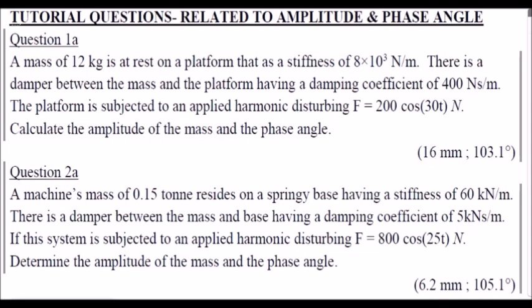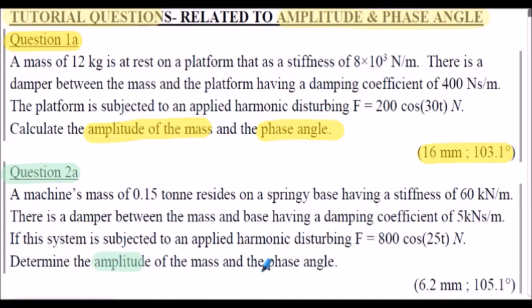So here are some tutorial questions related to calculating the amplitude and phase angle. It's question 1A. I'll let you read the question carefully, very similar to example 1A in its format. We have to calculate the amplitude of the main mass and the phase angle. Answers are shown in the bracket here. And question 2A, again very similar in its format. And again we have to calculate the amplitude and the phase angle. Again the answer is shown in the bracket.